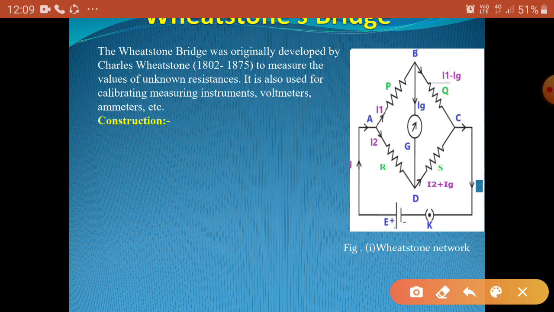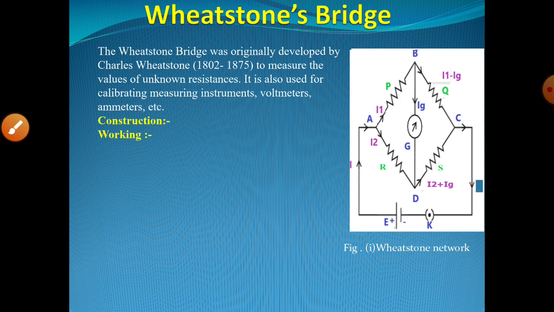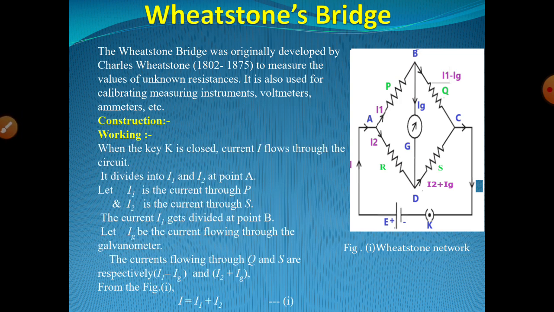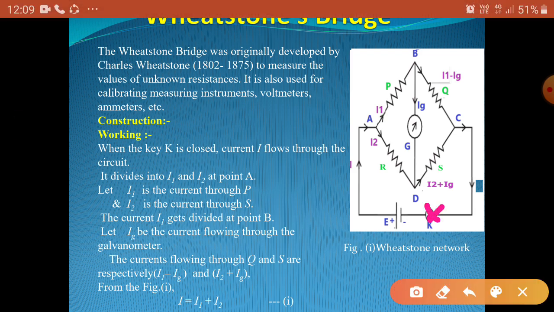Now we have to see the working of the meter bridge. When the key K is closed, current passes through the circuit, which starts from the positive terminal of the battery or the source. It reaches point A. We know that according to Kirchhoff's law, the current at any junction can split. Like that, it divides into two parts.